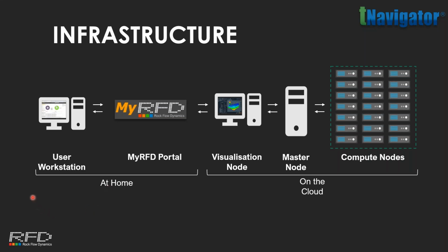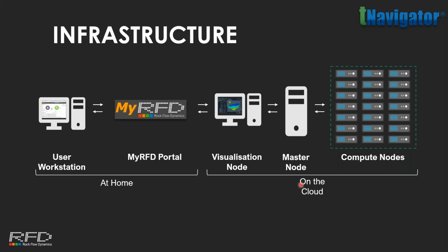So looking at the first section, we have your workstation, the user workstation. And of course, because there are no computationally intensive operations that will be performed on this system, the computer can be anything. It can be a laptop, a desktop, your phone, your tablet. This particular user workstation is then connected to the MyRFD portal, which is essentially a website that is used in two ways. Firstly, as a landing page for you to specify the type of structure that you'd like the cloud to have. And secondly, as the main connection between you and the cloud.